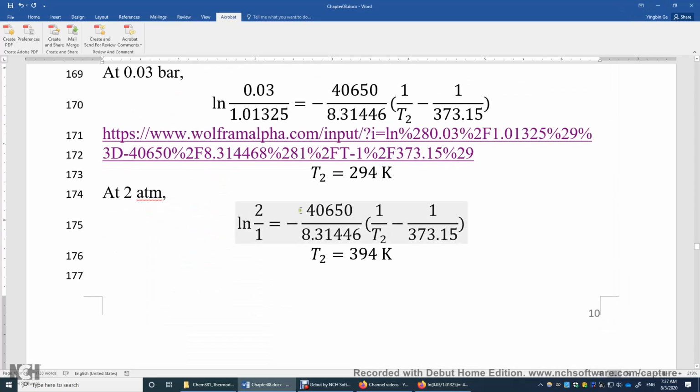At 2 atm, similarly, we just change the pressure. So this is 2 atm, this is 1 atm. By the way, I'm using bar here and atm here. For convenience, I'm using 2 atm here and 1 atm here. This is 1.01 bar, which is 1 atm. This is also 1 atm. And then you do this calculation. Honestly, you just need to click this link and replace some numbers. And then you get 394. This is actually 121 degrees Celsius, so 21 degrees Celsius higher than the normal boiling point of water.